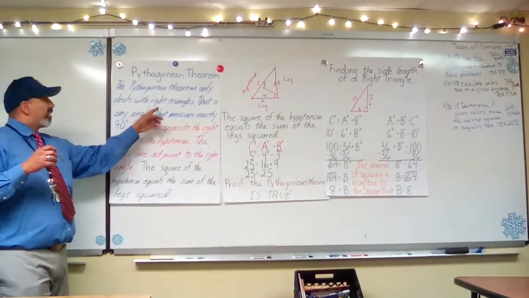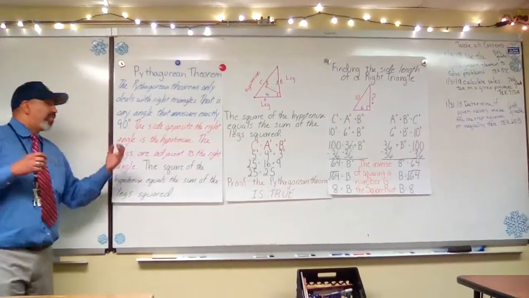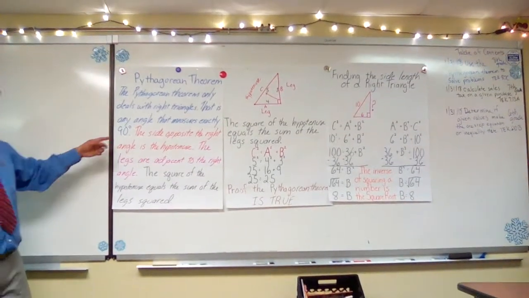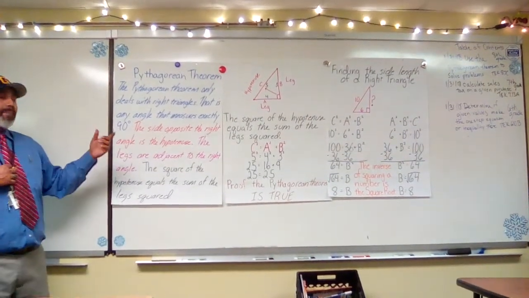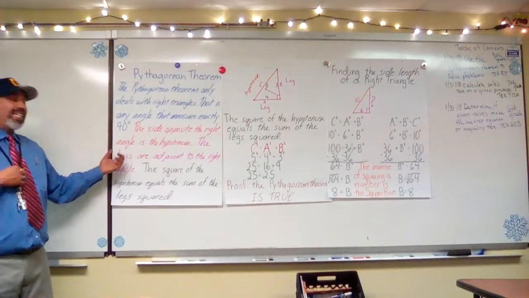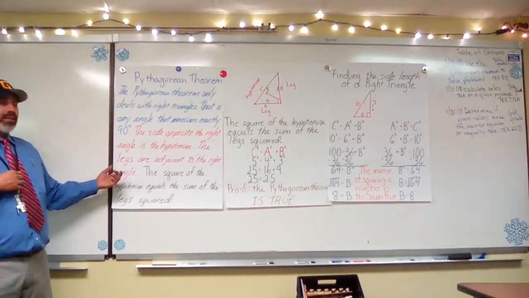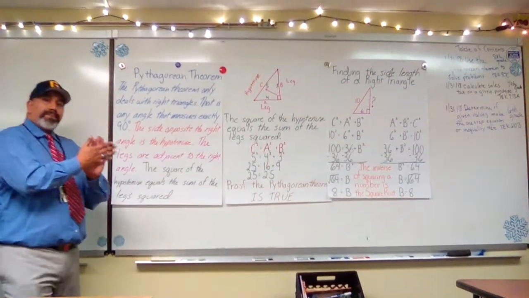The Pythagorean theorem deals with only right triangles. That is any angle that measures exactly 90 degrees. The side opposite the right angle is the hypotenuse. The legs are adjacent to the right angle. This is the formula written down.